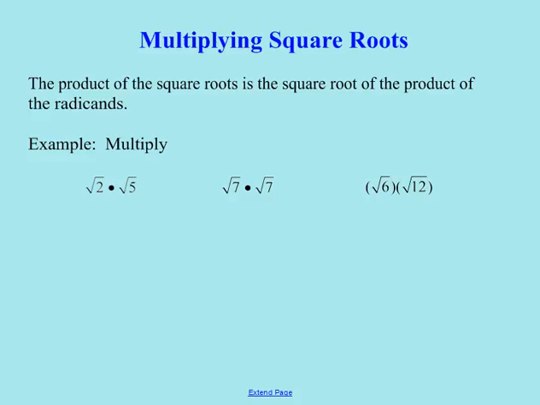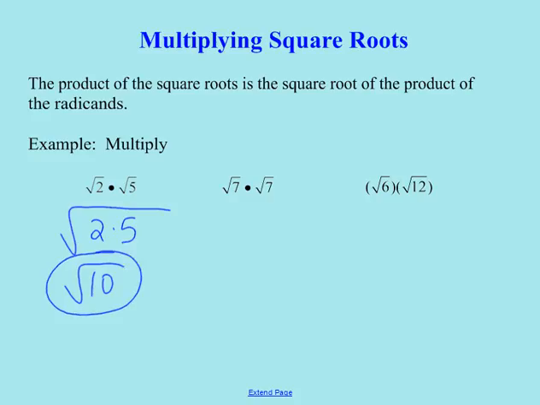So all we need to do when multiplying square roots is multiply the radicands and take the square root of them. So the square root of 2 times the square root of 5 is the square root of 2 times 5, which is 10. So we get the square root of 10. Now we always want to simplify our radical sign whenever possible. So we need to think, are there any perfect squares that are factors of 10? The answer here is no, there aren't. So the square root of 10 is our answer.